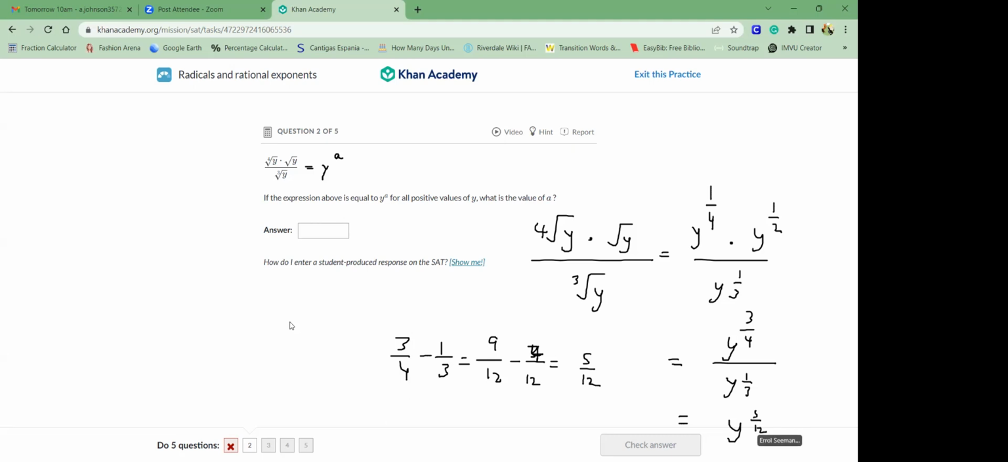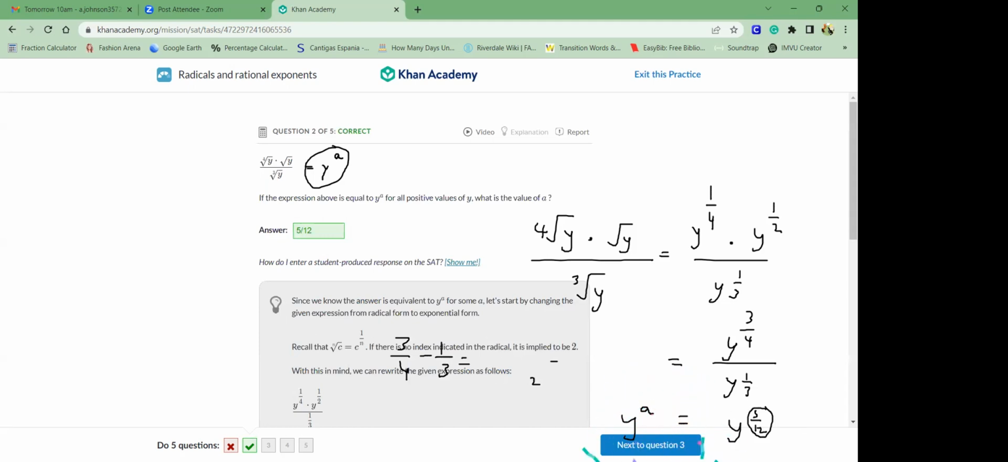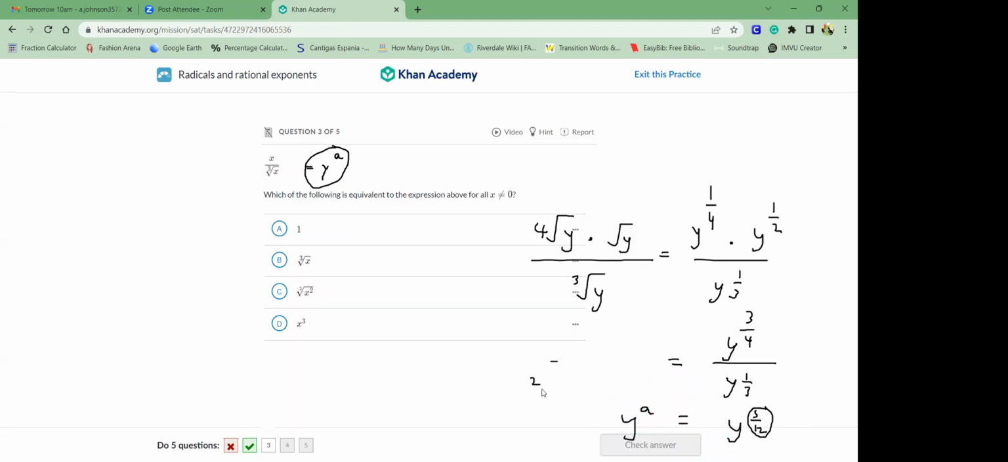So what is a? If that equals y to the a, a is 5/12. So just type 5/12 right here. You get what we did there? All we did was rewrite the numerator and denominator, then use our exponent laws. All right, you do this one. Just rewrite the one on the bottom and then subtract your exponents.